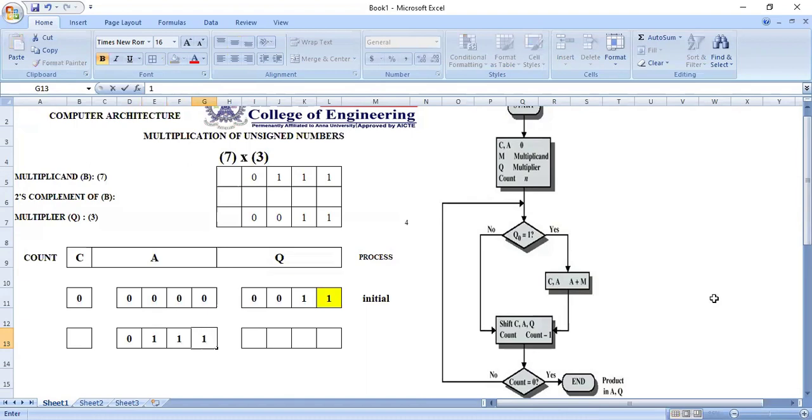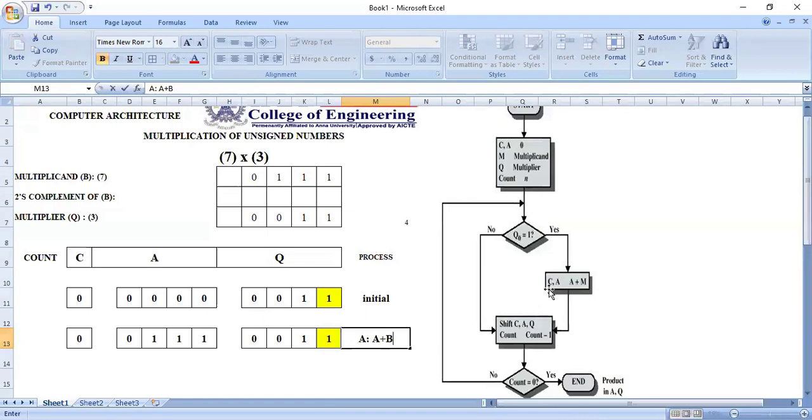During this addition process, I have not obtained any carry value, so here also I'm keeping the same value 0, and the same Q value has been stored here, 0, 0, 1, 1. So what we have done here is that A is stored with A plus B. I have performed A plus B, and the result has been stored in the same A register.